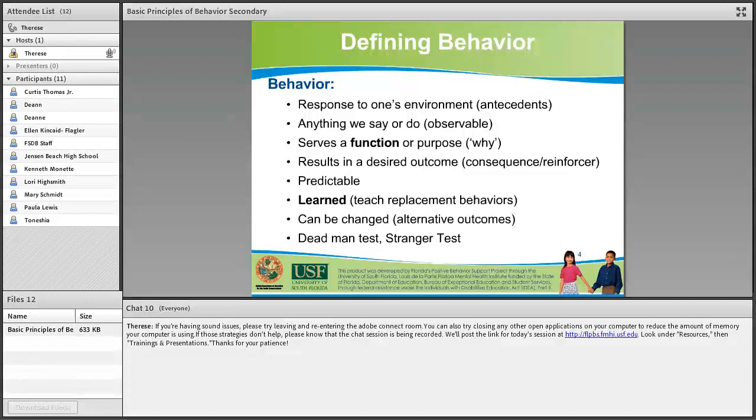So when you write down a behavior, if you can give it to someone who hasn't been involved in the situation and they understand it, they can identify it when they see it happening, then it has passed the stranger test.